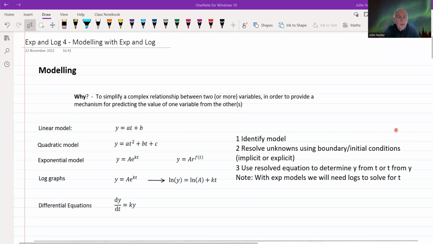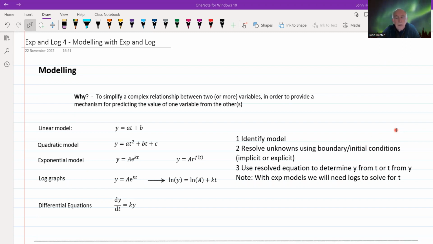Right, this is the fourth video in the Exp and Log section, on modeling with exponentials and logarithmic functions. Just a little bit about modeling in general, I think, to set this in context. Why do we do this?